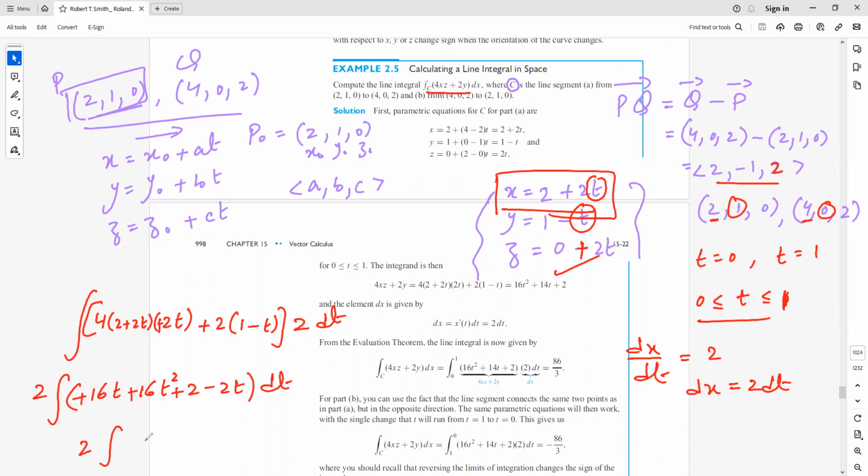And if we simplify this expression, we are just going to get 16t squared plus 14t plus 2 dt. Now we integrate this function in terms of t, and we will get the solution, that is 86/3, which gives the line integral over this curve C, that is parameterized by these equations, right?